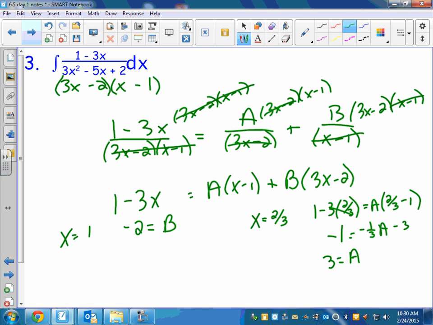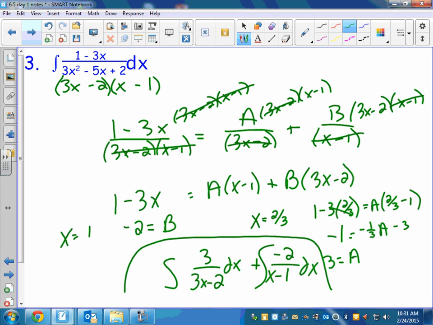So what have we done? We took this thing that we can't integrate right now, and we've broken it up, and we can rewrite it into two separate fractions. I can write it as 3 over 3x minus 2 dx plus, or minus, negative 2 over x minus 1 dx. And I just break it up into two separate integrals because sometimes you might need some u substitution. So don't think about it as one thing together. Think about it as two separate things. I don't know why I wrote that.